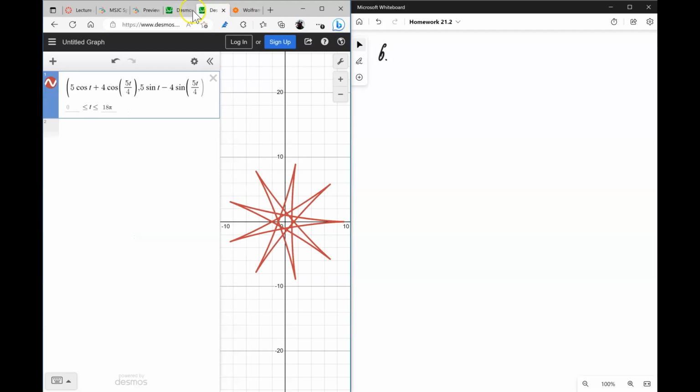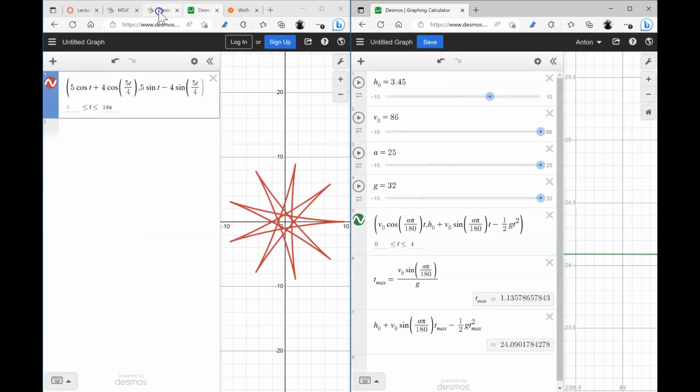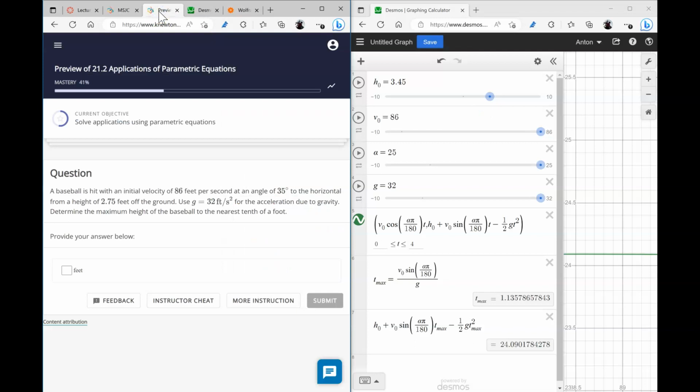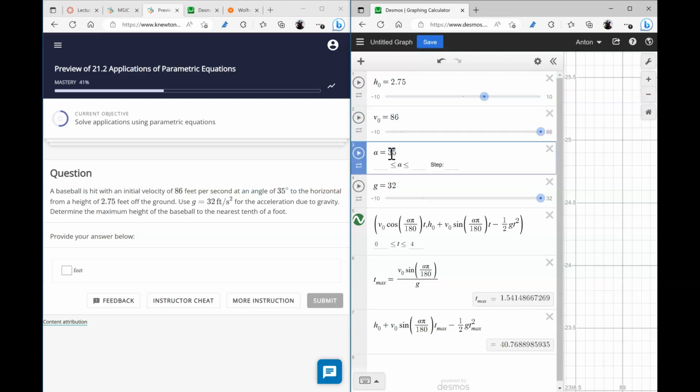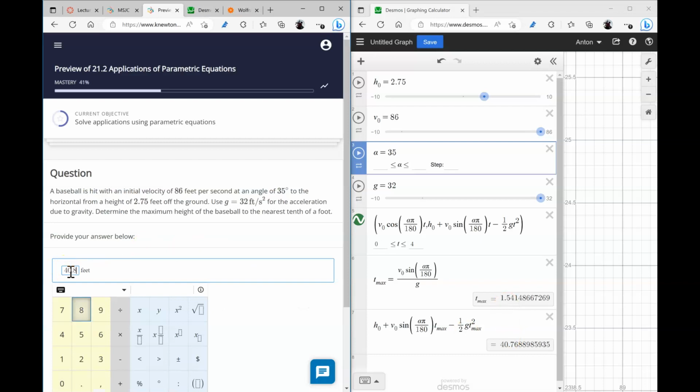I'm going to use the Desmos model that I created here to answer this question. So the initial height is 2.75. The initial velocity is 86. The initial angle is 35. The g is 32. So this is my model. Determine the maximum height. Maximum height will be obtained here. So I'm just going to answer this question. I'm a little upset with myself here.